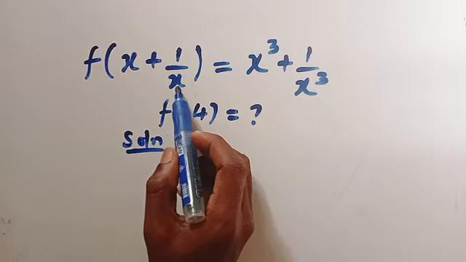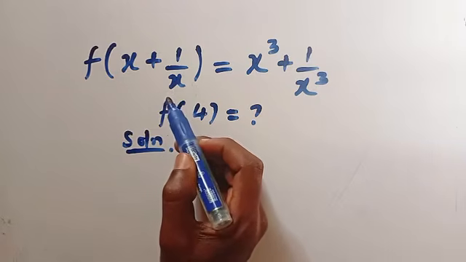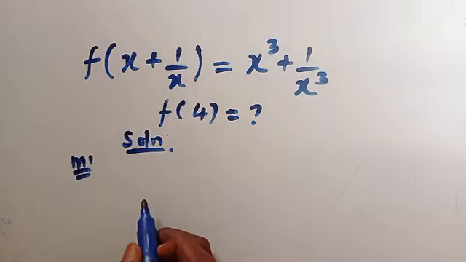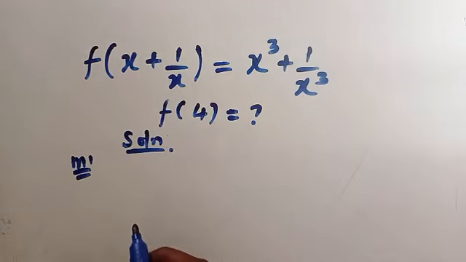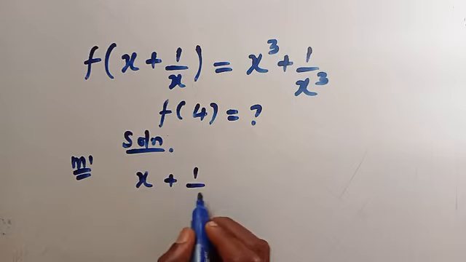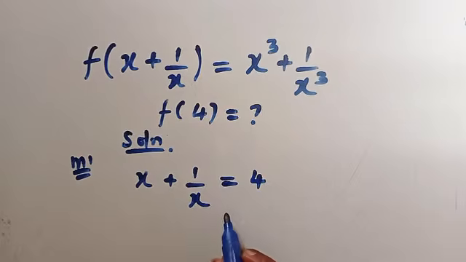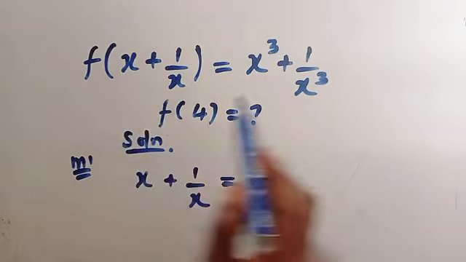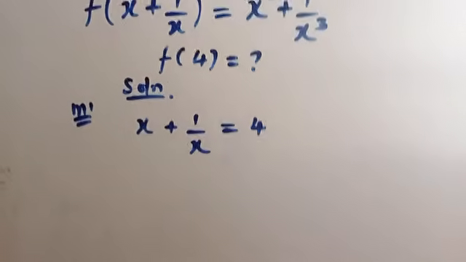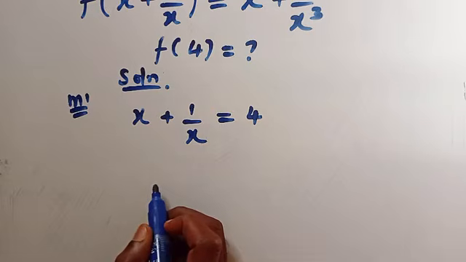First, x here is not equal to 0, to avoid having an undefined function. Then for the first method, let's try and find x. Suppose I let x plus 1 divided by x, which is the domain, be equal to 4, that we are looking for. Therefore, this becomes f of 4 equals x cubed plus 1 over x cubed. Next, we are going to multiply both sides by x so that we can get the value of x.